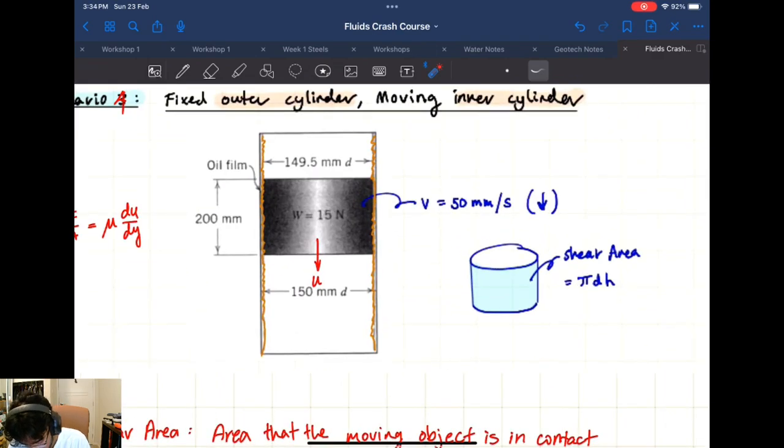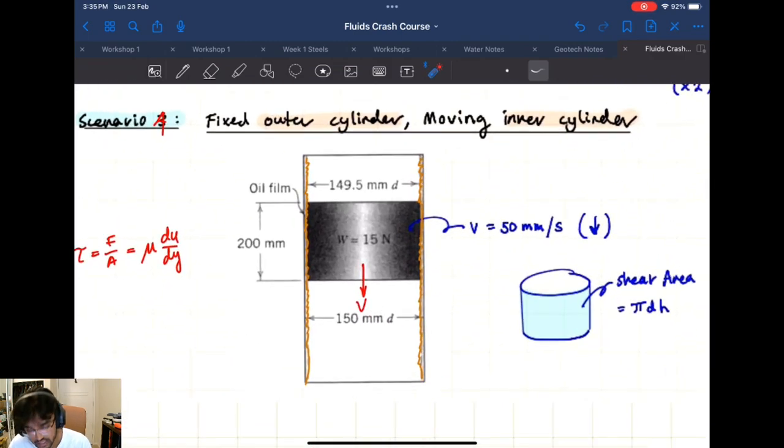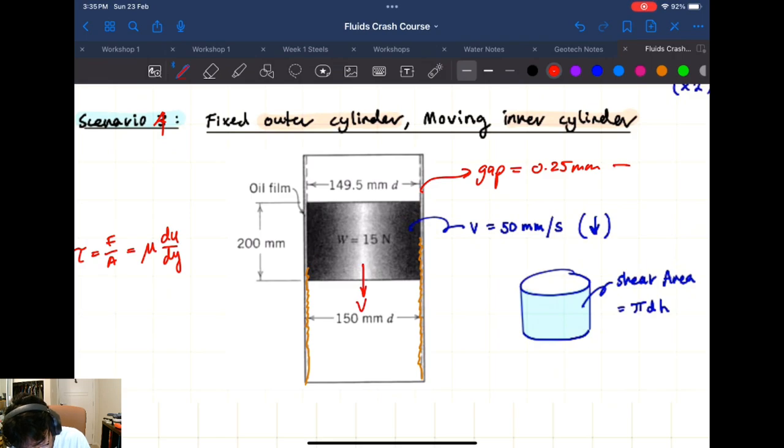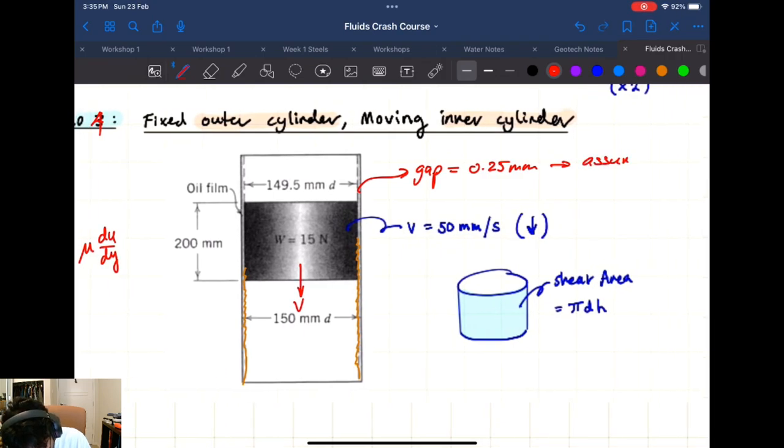This is meant to be V, by the way. It's meant to be V, because they've already given us what V is: 50 millimeters per second. And also, one more thing I want to talk about in this case is that the gap between the moving plate and the fixed plate is really, really small. In fact, this gap is equal to 0.25 mm. Therefore, you can assume that it's linear. That's a linear distribution. Alright.